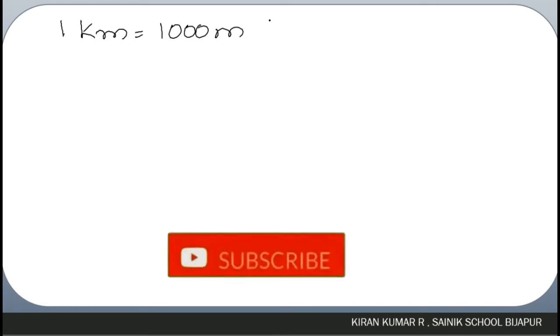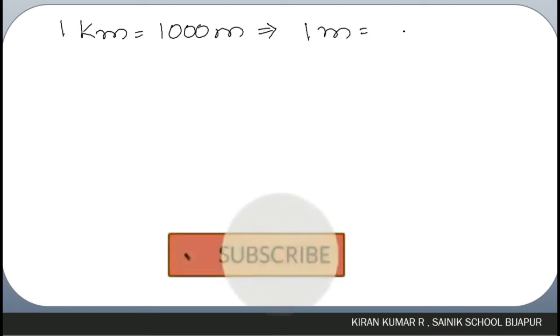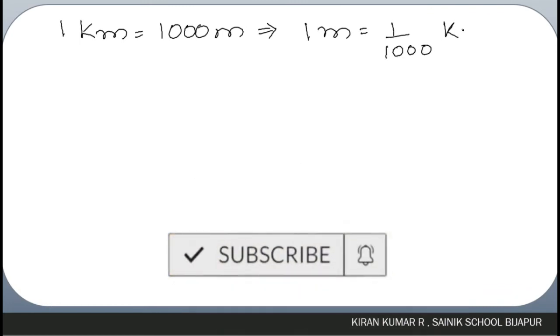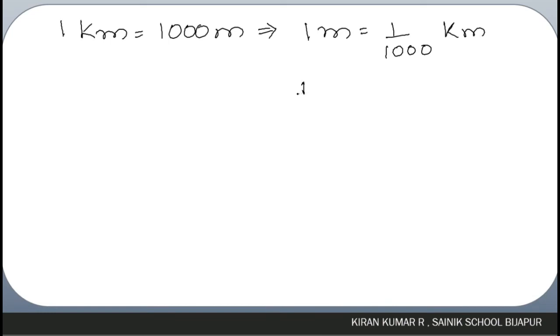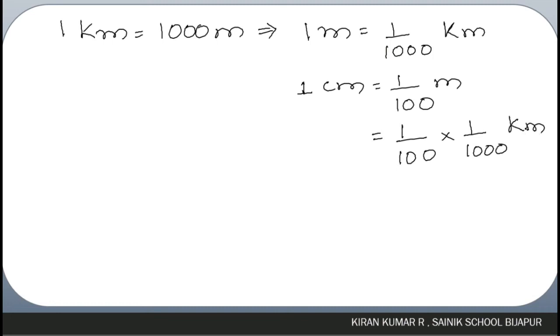Further, we have learned in a kilometer there will be 1000 meters. This implies 1 meter will be 1 by 1000 kilometer. And 1 centimeter will be 1 by 100 meters. If you want to convert in terms of kilometer, it has to be multiplied with 1 by 1000 kilometers. We get 1 by 1 lakh kilometer. This is the conversion of 1 centimeter to kilometer.